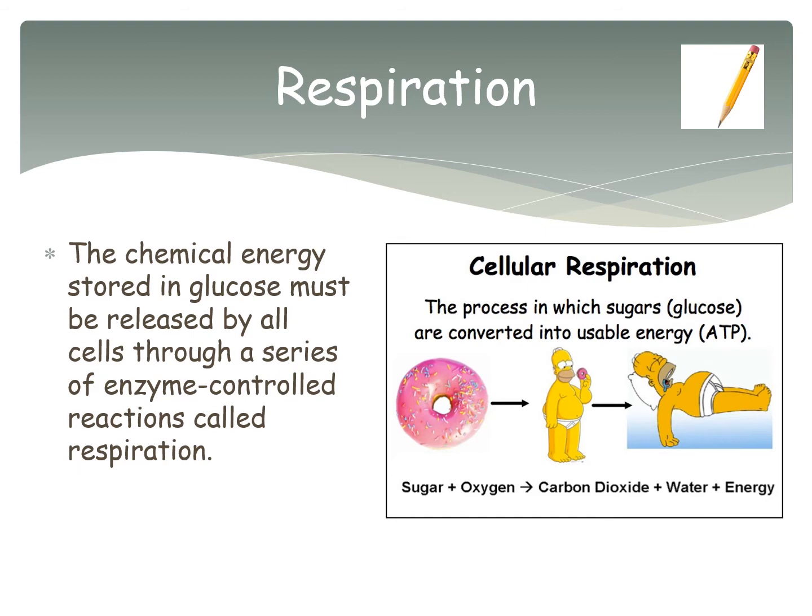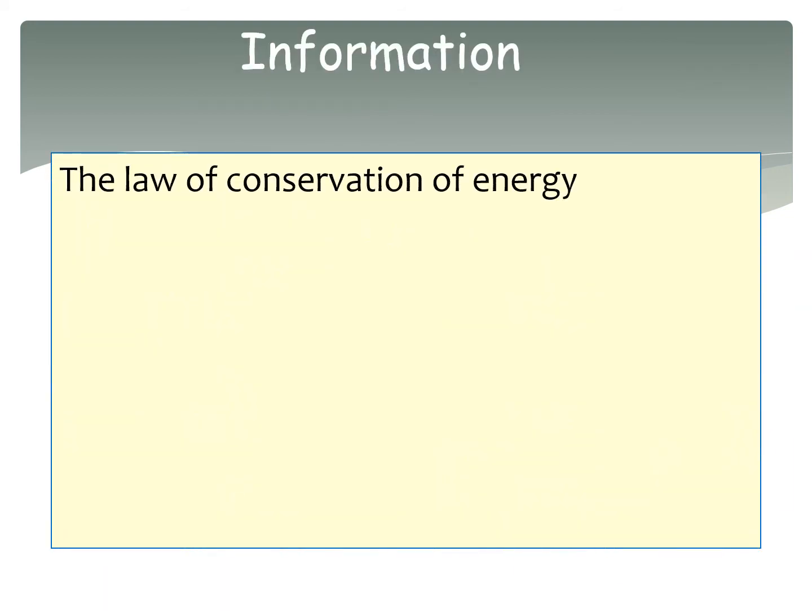In this diagram we've got our donut, which contains lots of glucose, and we have Homer Simpson eating our donut, and this is allowing him to sleep, or it might allow him to exercise, etc. The process in which sugars, glucose, are converted into usable energy, ATP, is what respiration is. The chemical energy stored in glucose must be released by cells through a series of enzyme-controlled reactions called respiration. So we know the law of conservation of energy. We should have learned this in second year.